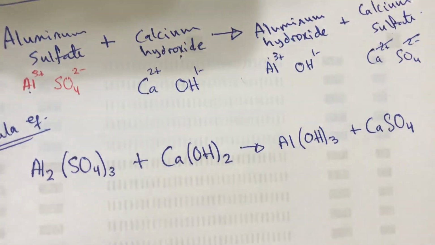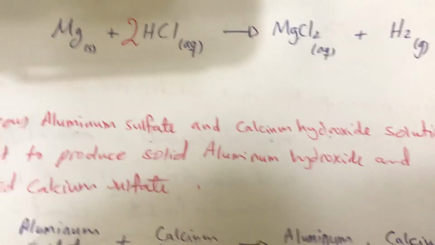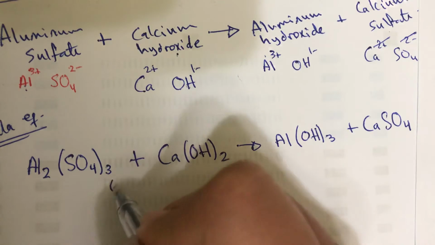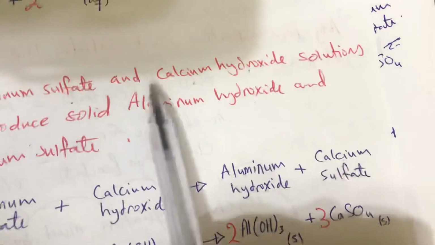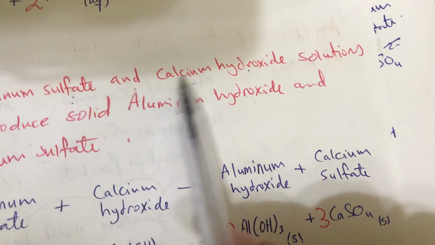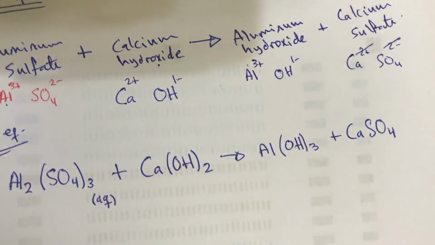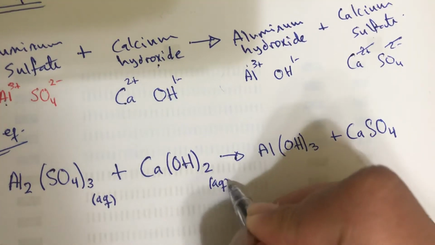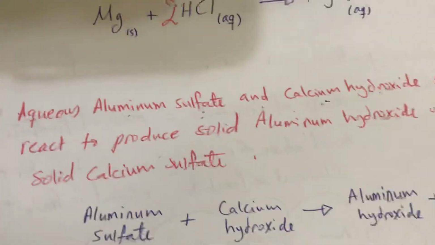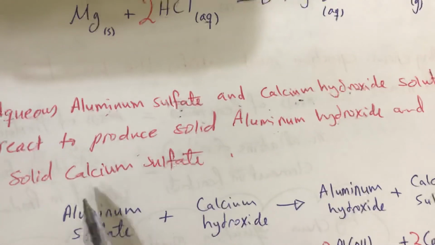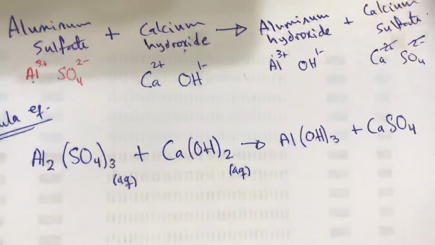Now you have to write the states for each compound. Aqueous, here aqueous aluminum sulfate. So aluminum sulfate (aq) plus aqueous aluminum sulfate and calcium hydroxide solutions. So here also calcium hydroxide, it's aqueous, to produce solid aluminum hydroxide and solid calcium sulfate. So the products are solid.